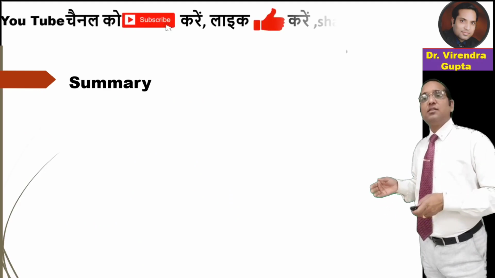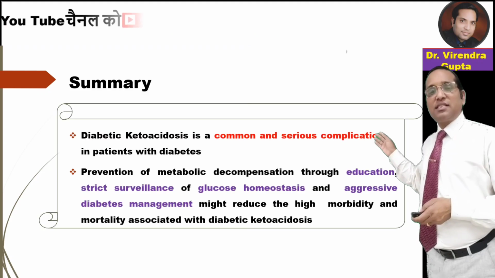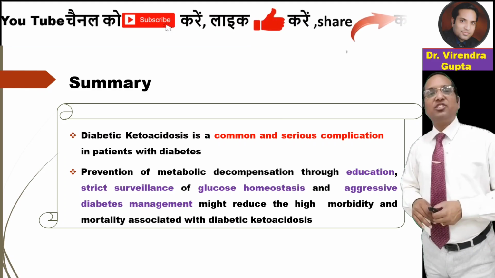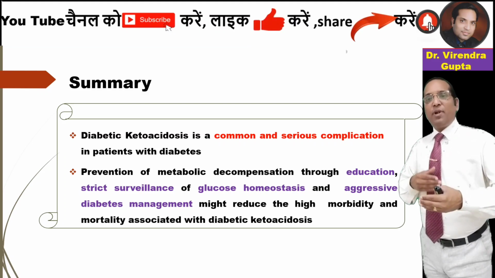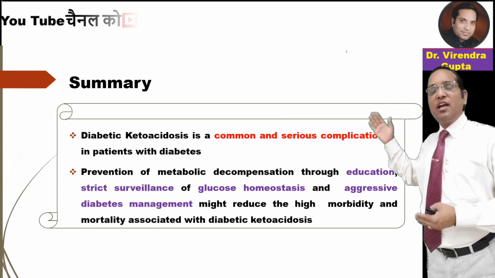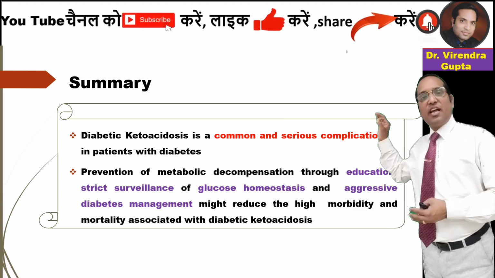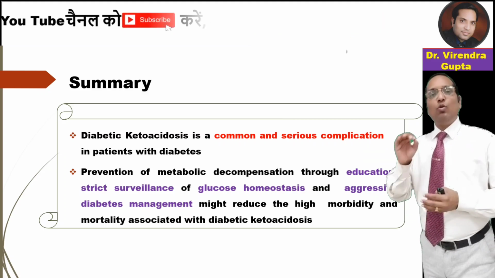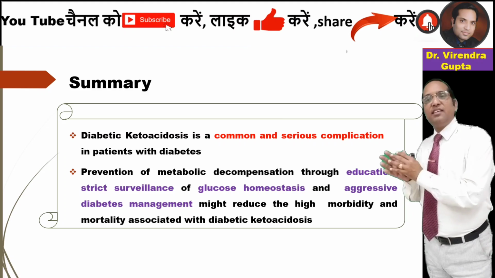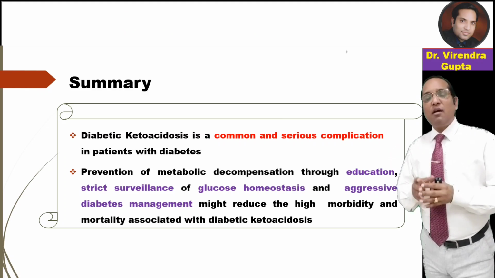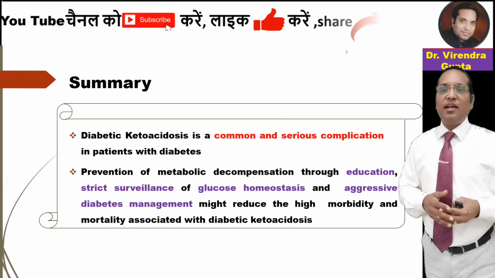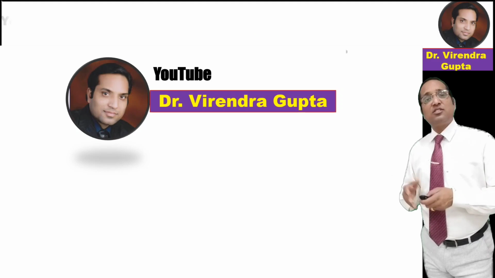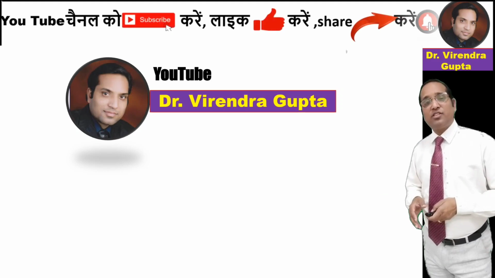So guys, this is cerebral edema, and to summarize, DKA is a common and serious complication of patients with diabetes. We can prevent metabolic decompensation through patient education or parent education, strict surveillance of glucose homeostasis, and aggressive diabetes management, which might reduce the high mortality and morbidity associated with diabetic ketoacidosis. So guys, this is all about diabetic ketoacidosis.